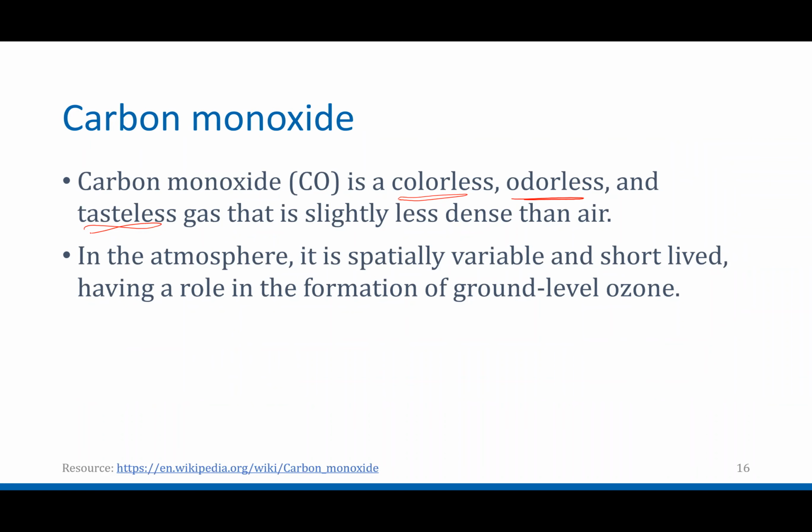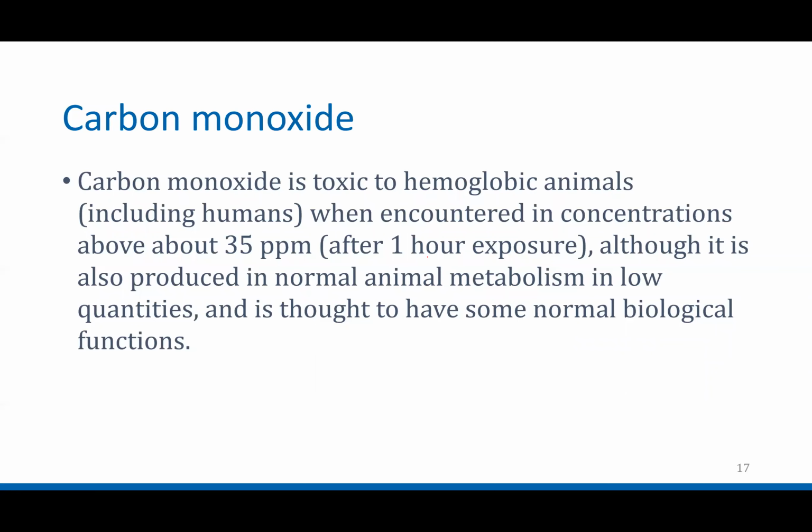So carbon monoxide in the atmosphere is spatially variable and short-lived. Spatially variable means it's in different amounts in different places. It's short-lived, and it does have a role in the formation of ground-level ozone. So again, the big takeaway here is that it's colorless, odorless, and tasteless, and that it differs depending on where you are on Earth. In a heavily polluted city, for example, there would be more carbon monoxide than in the Swiss Alps.